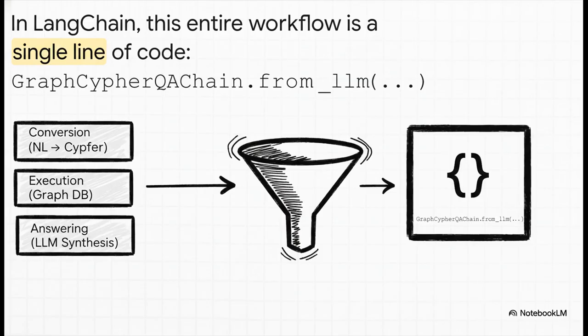And here's the really wild part. That entire three-step process we just walked through, you can set it all up with just one line of code in a framework like LangChain. You just call GraphCypherQAChain, and you've instantly created that whole workflow. It's an amazing example of how these tools hide all the complexity for you.